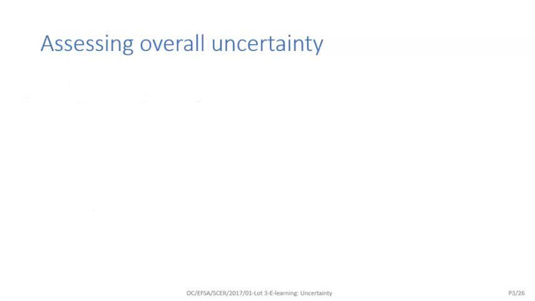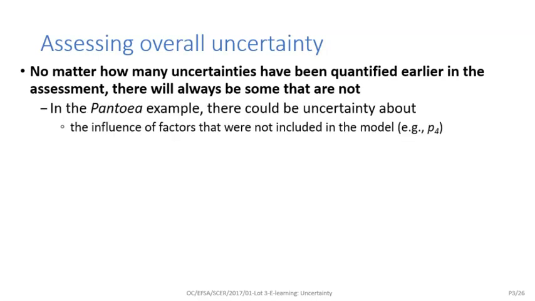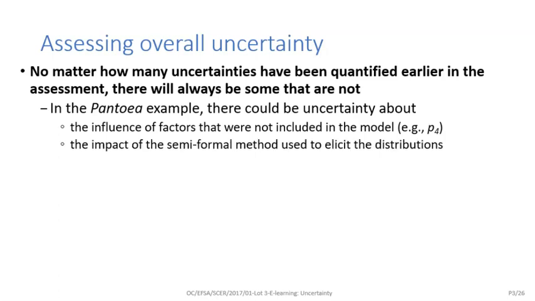The final step of every uncertainty analysis is assessing overall uncertainty. This is always necessary because no matter how many uncertainties have been quantified earlier in the assessment, there will always be some that are not. In the Pantoea example, there could be uncertainty about the influence of factors that were not included in the model, such as P4, the impact of the semi-formal method used to elicit the distributions, or the assumption that the distributions are independent.